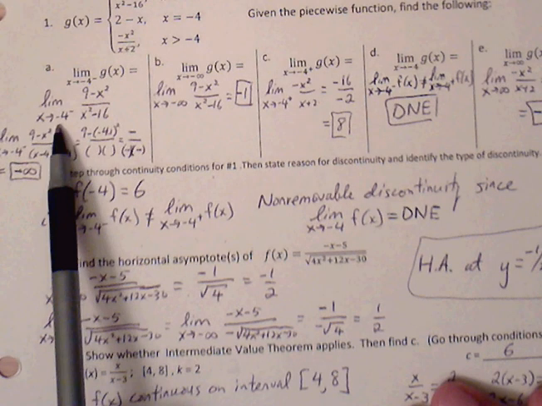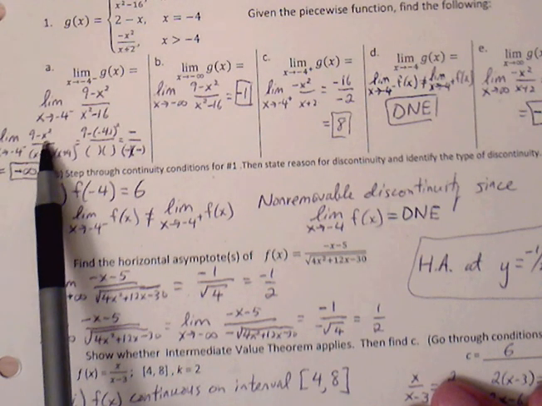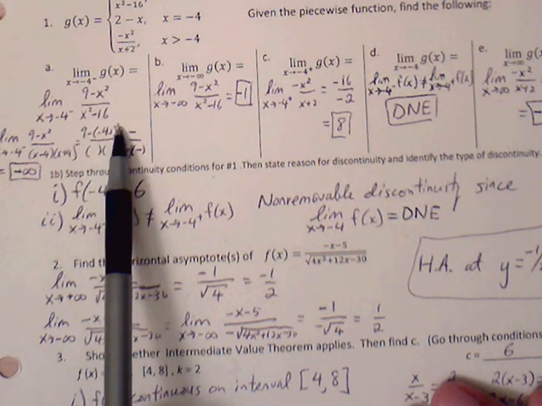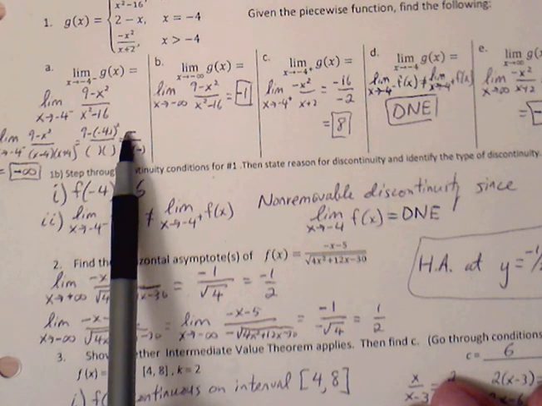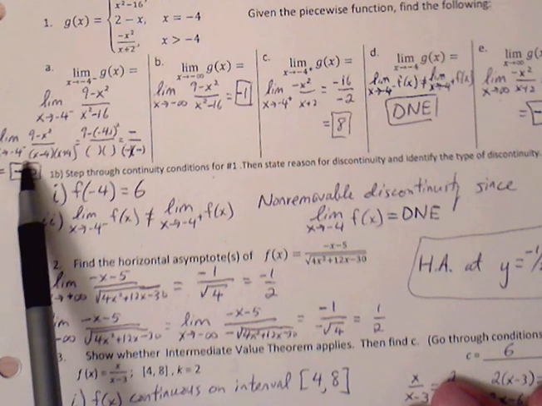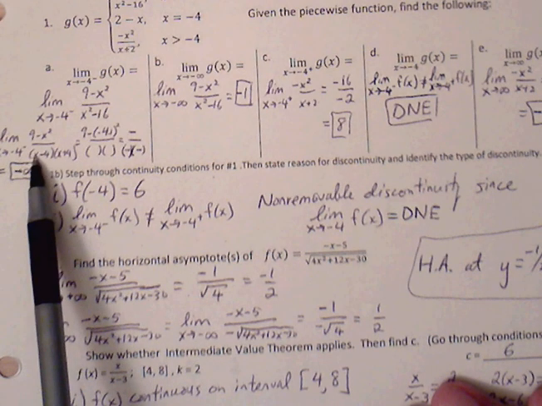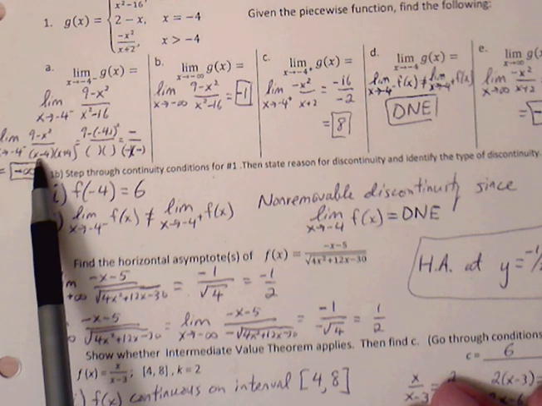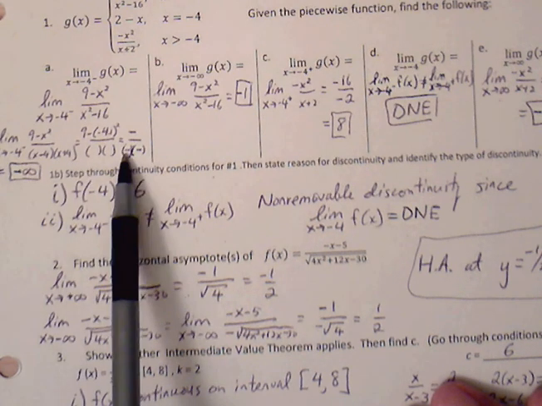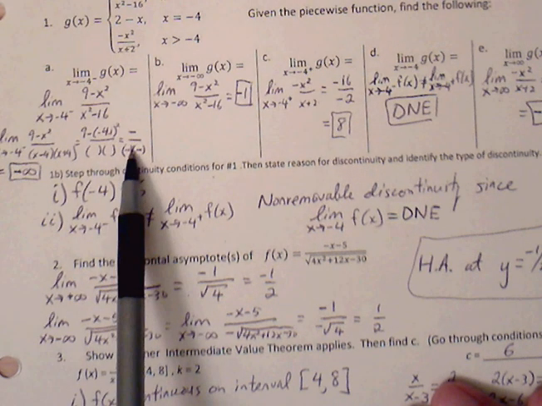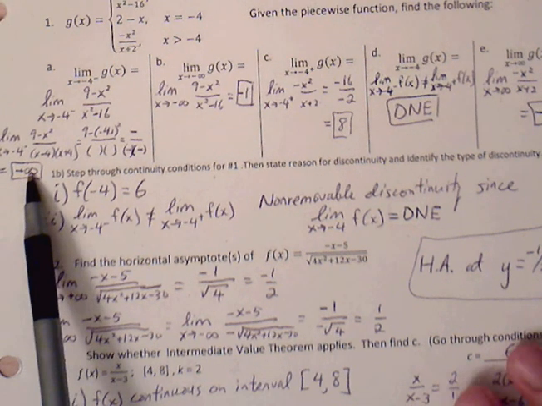So here we can choose -4.1. So 9 minus -4.1 squared. This will give me a value that is larger than 9. So 9 minus a value larger than 9 will give us a negative value. And the denominator will be -4.1 minus 4, which is -0.1. -0.1 squared will be positive. So negative over a positive will be negative. So we know that's going to be negative infinity.